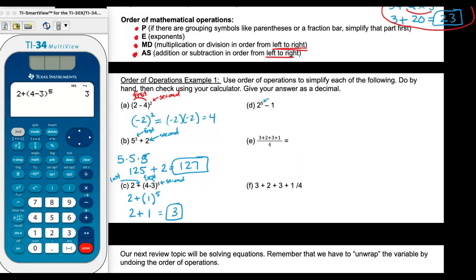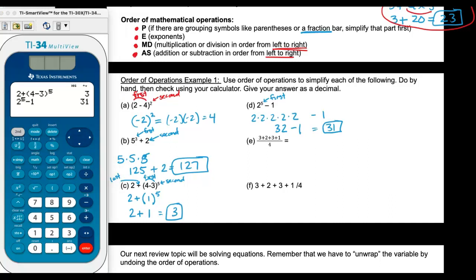So we're supposed to do exponent first. So I'm going to do 2 to the 5th power, which is 2 times 2 times 2 times 2 times 2, and then subtract 1 when I'm done with that. So 2 to the 5th power is 32, minus 1 gives me 31. And then I can plug that in my calculator, 2 to the 5th power. And again, I'm going to use my right arrow to get out of that exponent, and then minus 1. And I get 31.